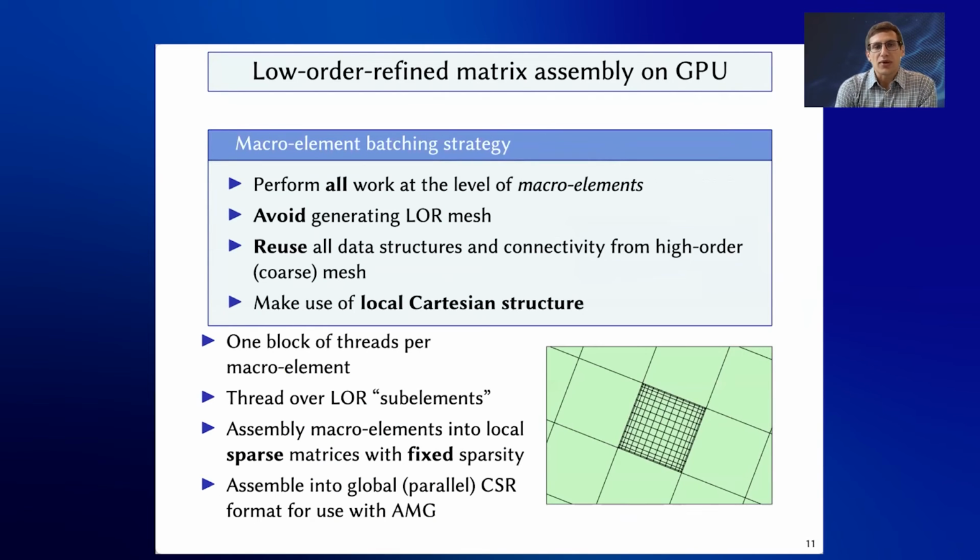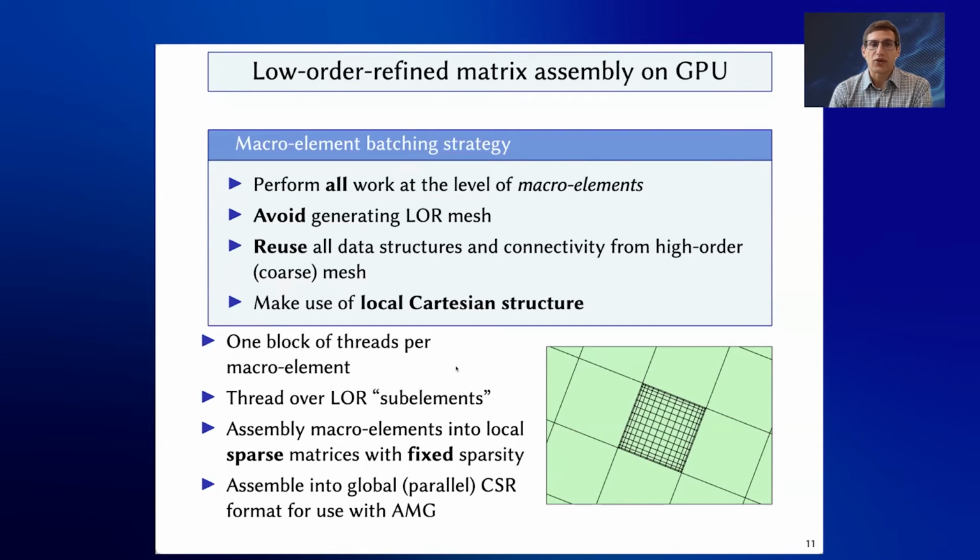So we developed a new strategy, a macro element strategy, which is basically that you perform all of the work at the level of macro elements. So here it's showing the coarse mesh, and then this is one macro element with the refinements here. So we don't generate the low order refined mesh. We work only with the data structures of the high order coarse mesh. We reuse everything from the high order operator setup. And then we make use of the fact that locally within a macro element, we have a Cartesian structure. And so this really saves a lot of work in pre-processing and bookkeeping.